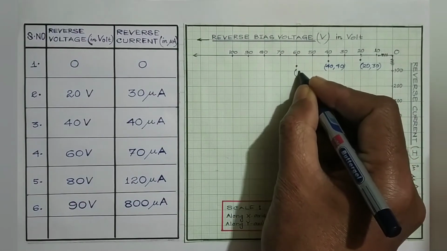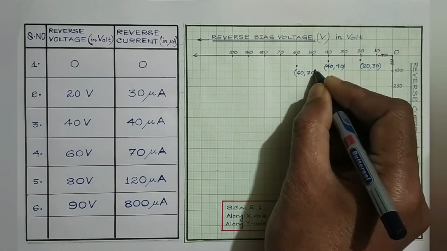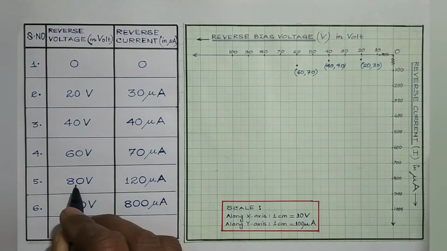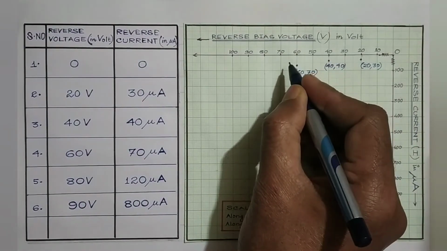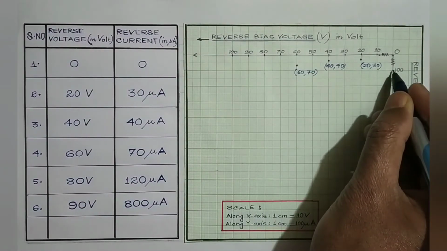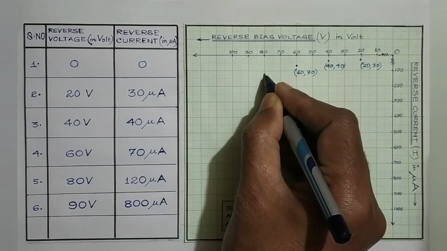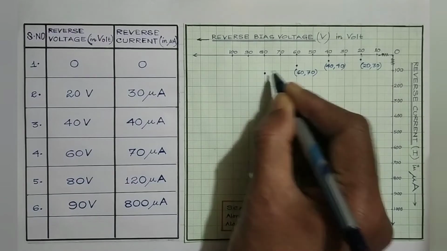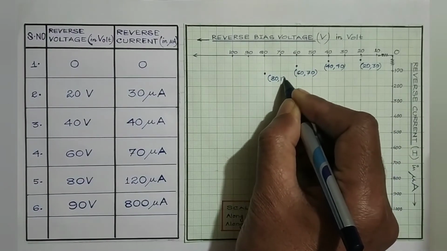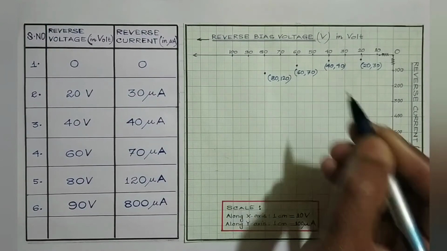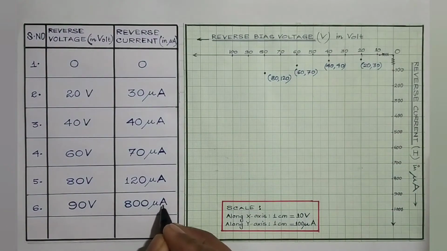So this is 60 volt and 70 microampere, right? Fifth reading is 80 volt and 120 microampere. This is 80 volt and 100, then thereafter another 2 divisions, so 120. This is it. So it is 80 volt and 120 microampere. Last reading is, students, 90 volt and 800 microampere.